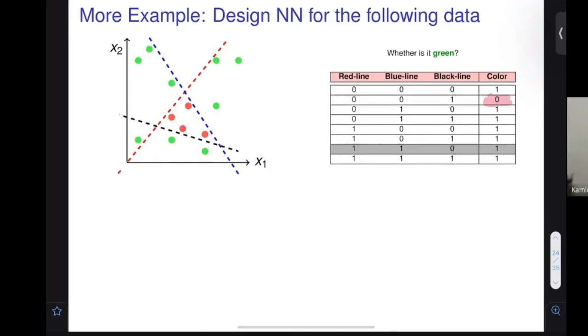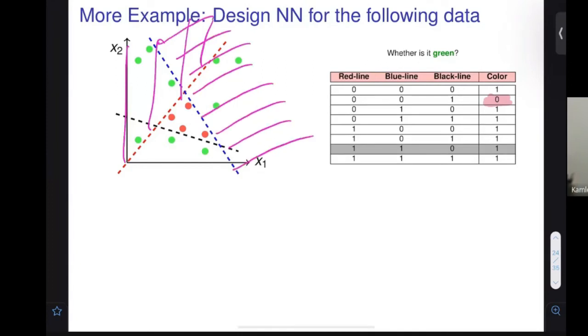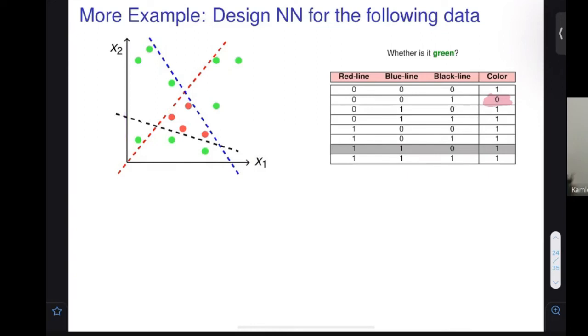Red line 1 means this area. Red line 1 is this area. Blue line 1 is this area. And black line 0 is this area. So there is no common area in this particular scenario. Can you see this? There is no common area in this particular scenario. Yes. So some absurd condition can also arise, but we are not interested in this.